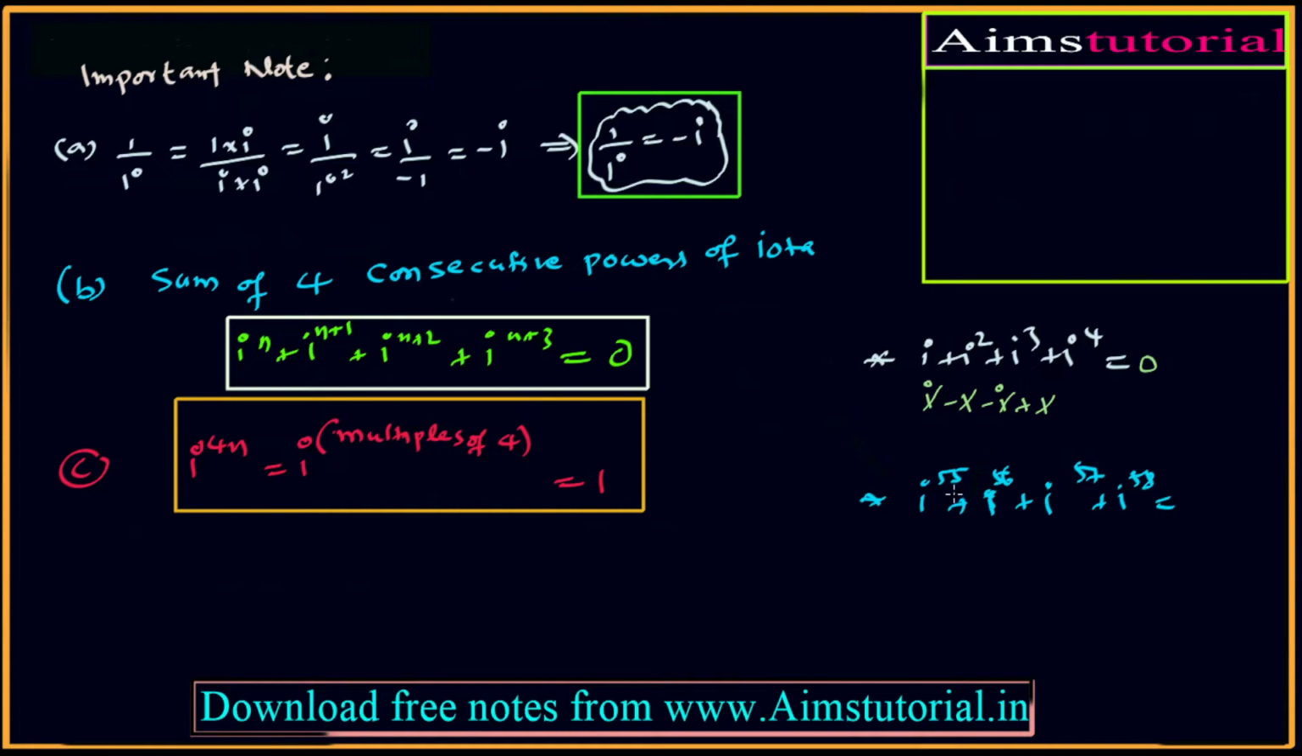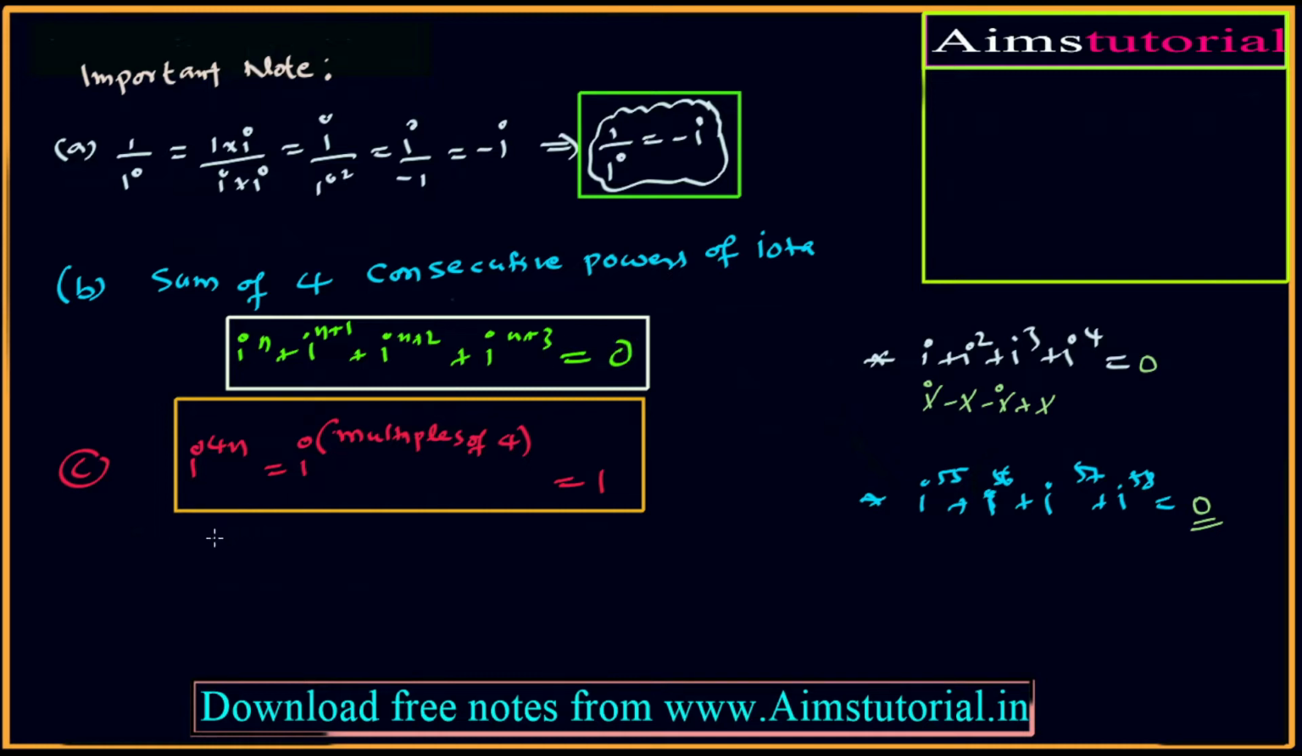This one also: i power 55, i power 56, i power 57, i power 58. Here also there are 4 consecutive powers of iota, therefore the summation is 0. In general, i power n plus i power n plus 1 plus i power n plus 2 plus i power n plus 3 becomes 0.